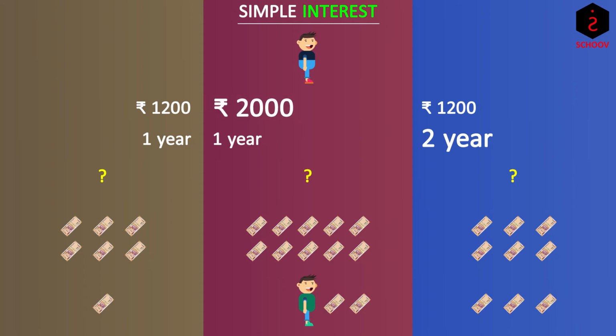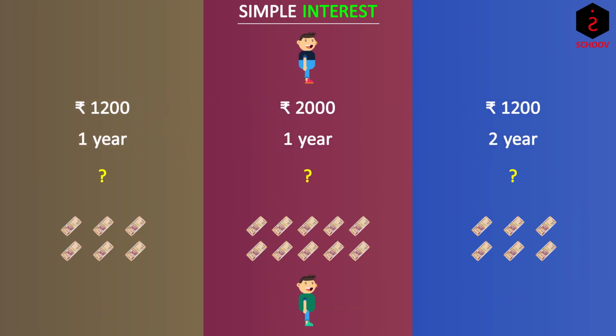If you give more, you will receive more. And if you give for more time, again you will receive more. But we don't know how much that extra money is. You must have a rule to find that. Otherwise some lender might ask for more extra money, which is not fair. So yes, there is a rule.